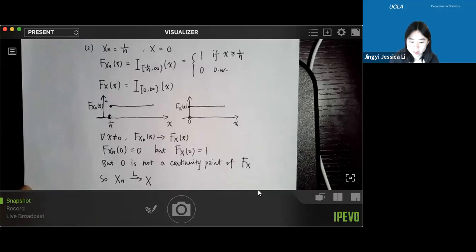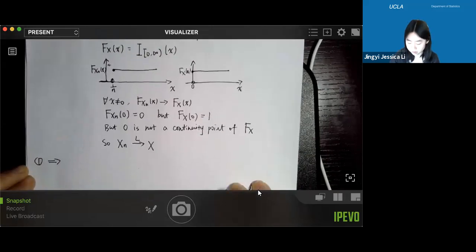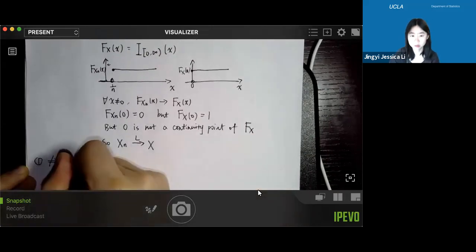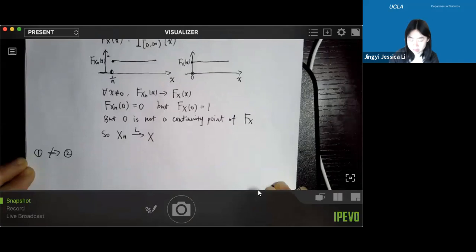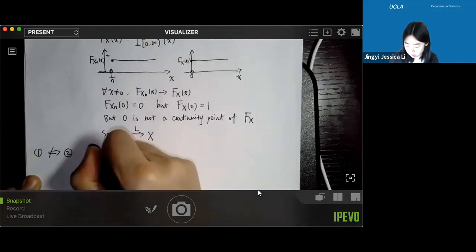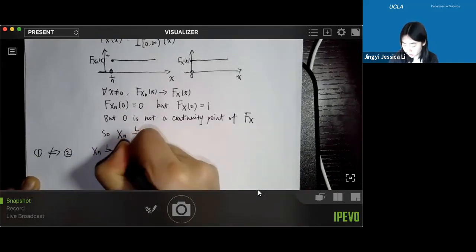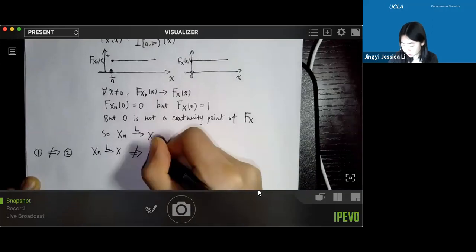Okay, another example, example 2, is something we said already, but it's a good reminder. The second example shows that the first type of mode doesn't imply the second type of mode. In other words, convergence in law does not imply convergence in probability.